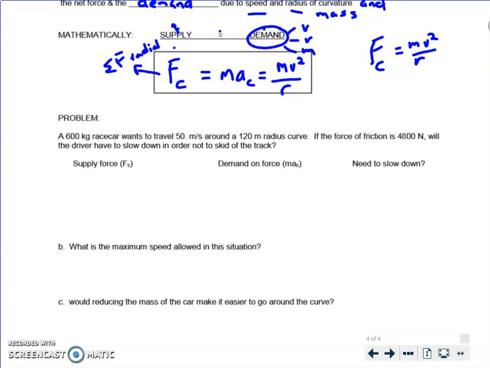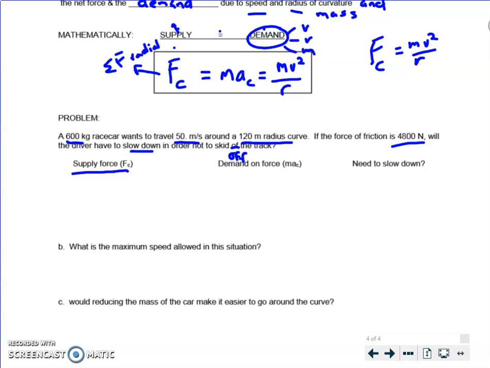So let me do a quick example before we do more practice class. So let's say I've got a car of a certain mass. It's going a certain speed over a certain curve. And we have a force of friction of 4,800 based on the coefficient of friction and the normal force. Will the driver have to slow down in order to not skid off the track? Well, the approach we can do, I'm going to do it in steps, but you can do it at once, is look at my supply versus my demand.